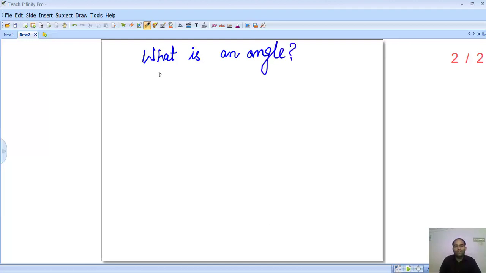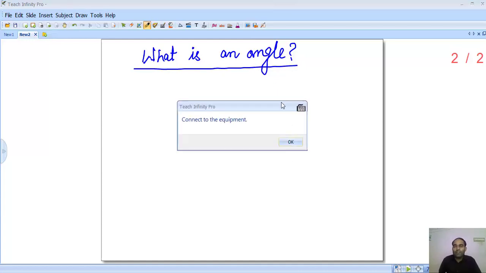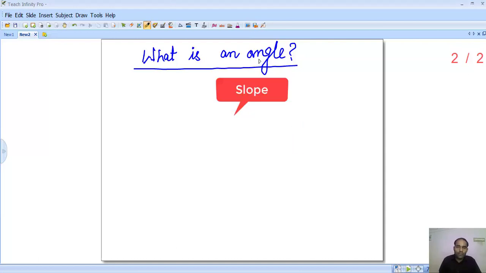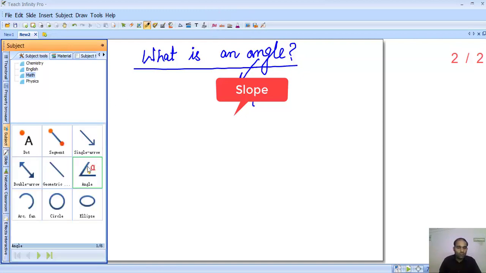This is the first question. Okay, so when someone asks what is an angle, the very first thing that comes into the mind is slope. Okay, the angle is a slope. Now what do you mean by slope? Now I am going to show you something.